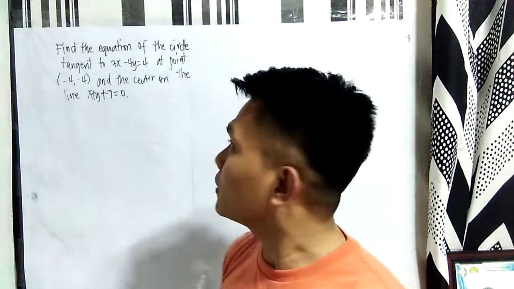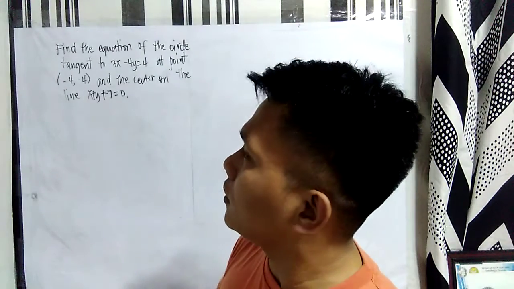So this kind of problem is very tricky. Bakit siya tricky? Kasi hindi given ang kanyang center, hindi rin given ang kanyang radius. So the only given here is the tangent line, the point of tangency, and at the same time a line na kung saan nandoon yung ating center. Okay, so paano ang gagawin natin ngayon?